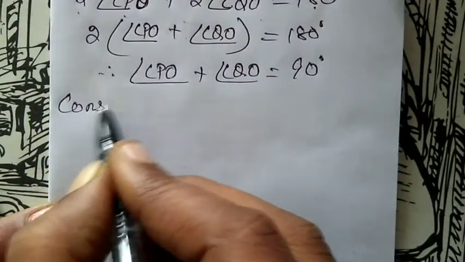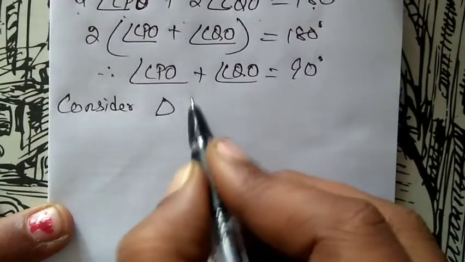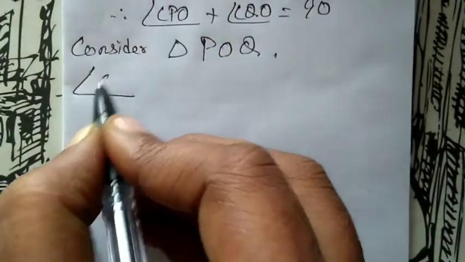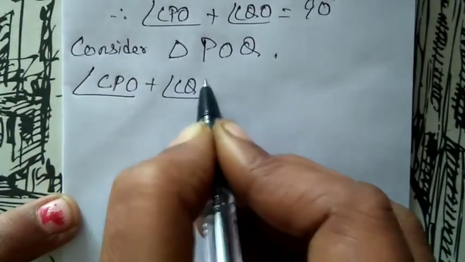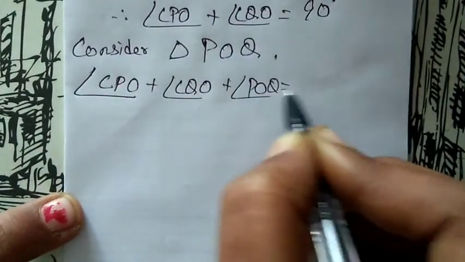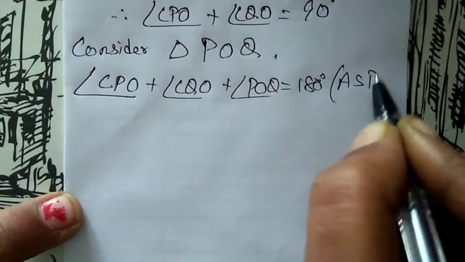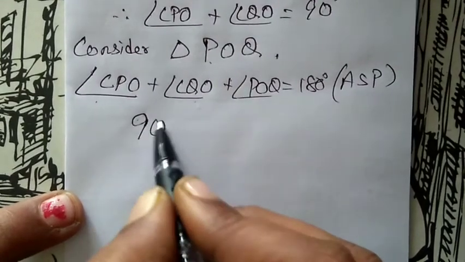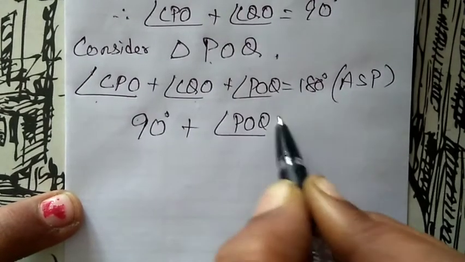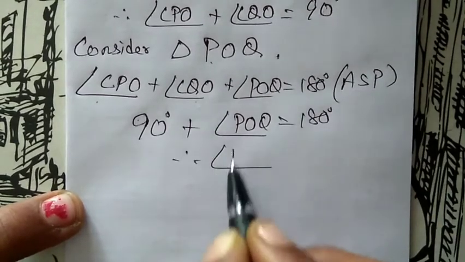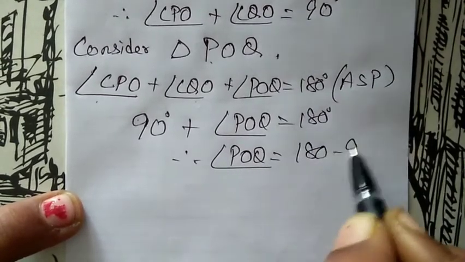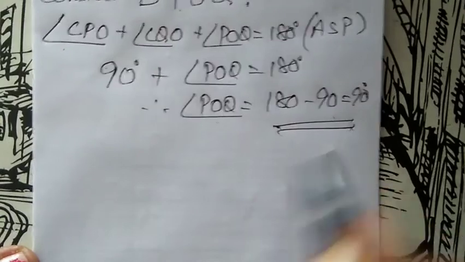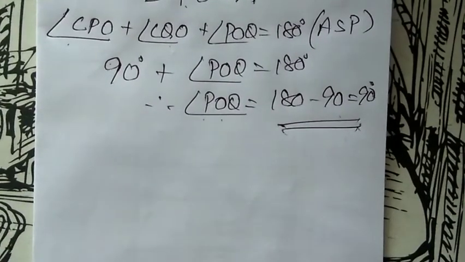So now we consider triangle POQ. In triangle POQ, angle CPO plus angle CQO plus angle POQ equal to 180 degree, by the angle sum property of the triangle POQ. But now CPO plus CQO we got as 90. We substitute: 90 plus angle POQ equal to 180. Therefore, angle POQ will become 180 minus 90, which is 90 degree. So angle POQ is 90, which we have to prove. That is what we have proved now.